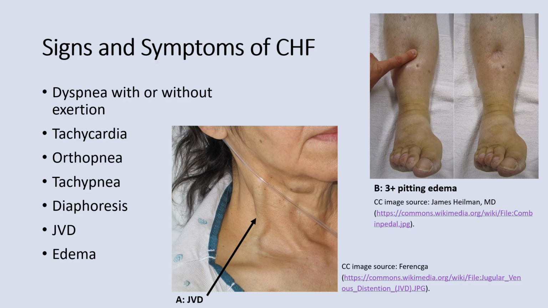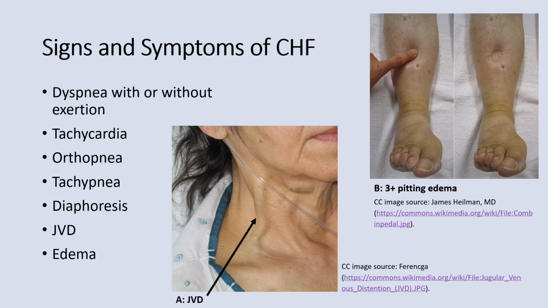CHF patients will usually complain of difficulty breathing with or without exertion, tachycardia, orthopnea or worsening of dyspnea when they lay flat, tachypnea or rapid breathing, and diaphoresis. They may also complain of chest discomfort, anxiety, and may appear extremely tired if they've been struggling with this for an extended period.